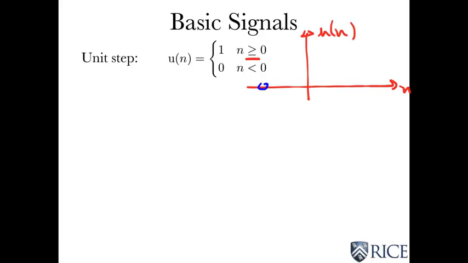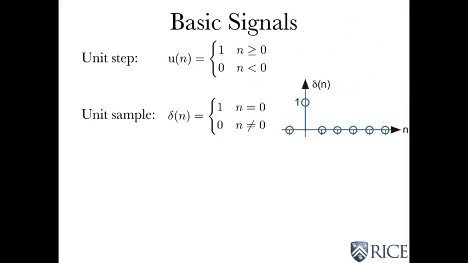And it's 0 for n less than 0, pops up to 1 at the origin, and is 1 forevermore. Okay? So that's the unit step. It's a familiar quantity. We've seen it before.